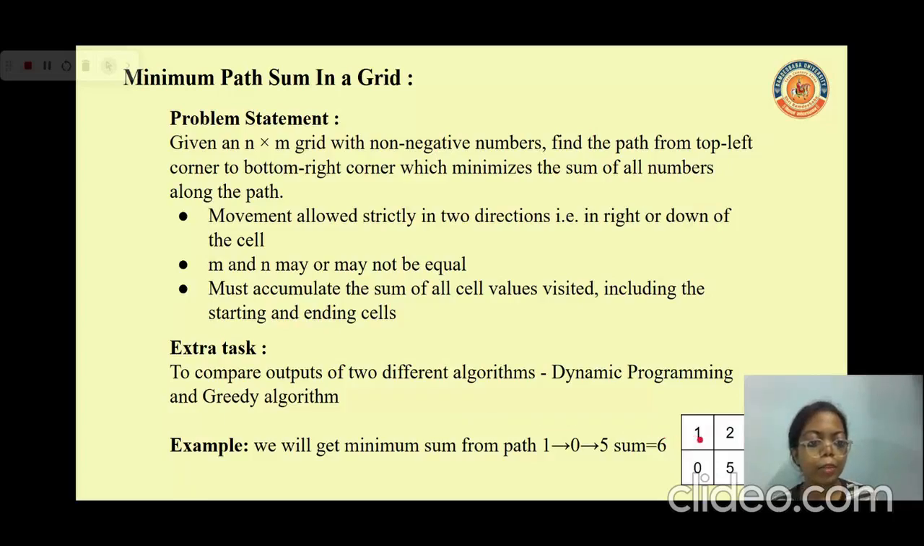So in this example we can see that 1 plus 2 plus 5 will cost me more than 1 plus 0 plus 5, which is 6. So I will choose 105 rather than 125.